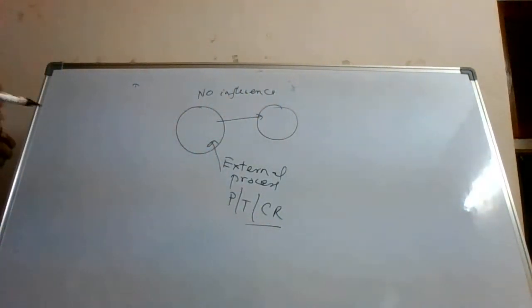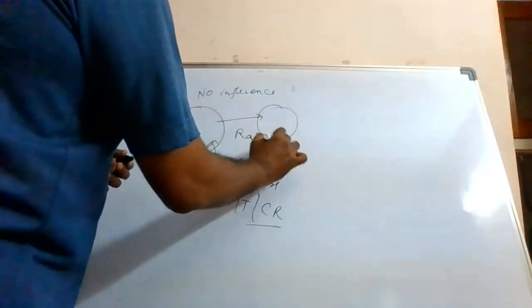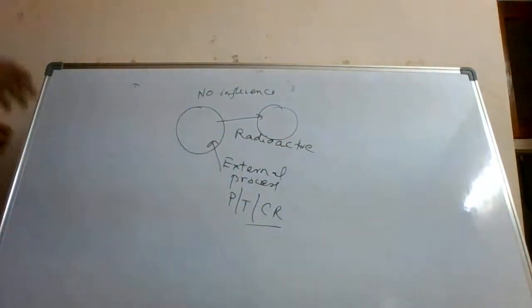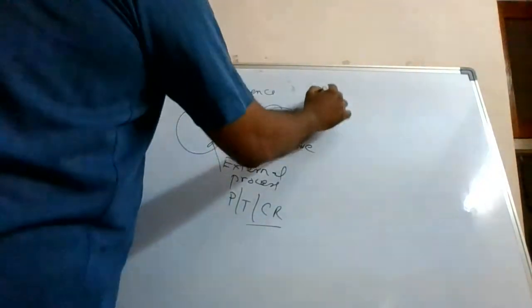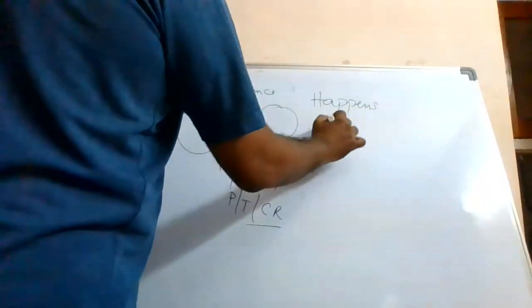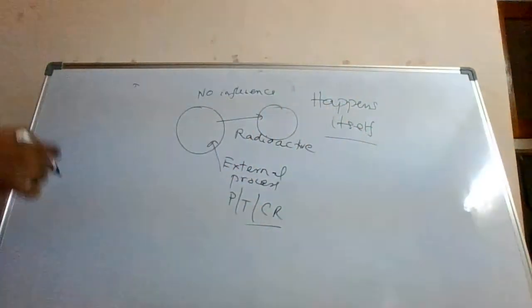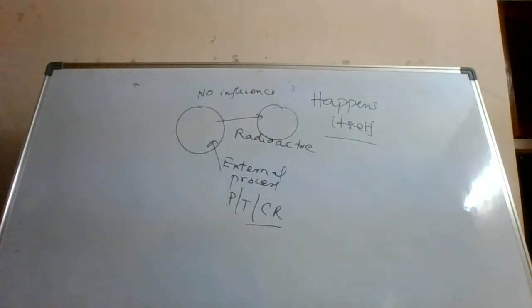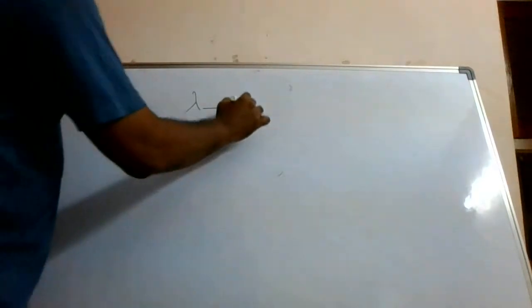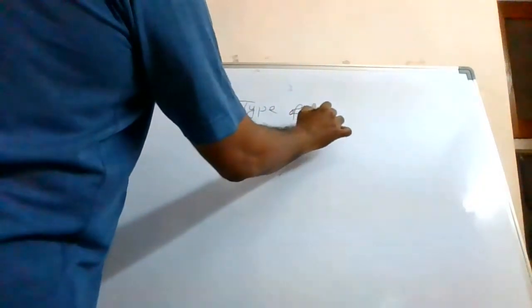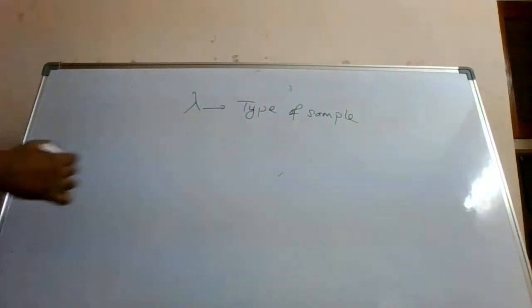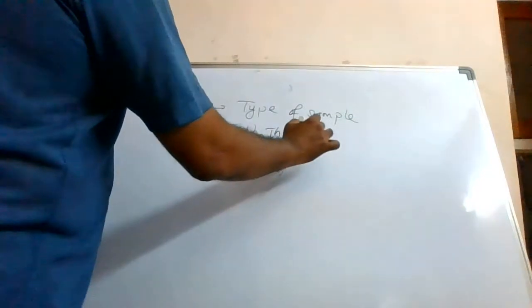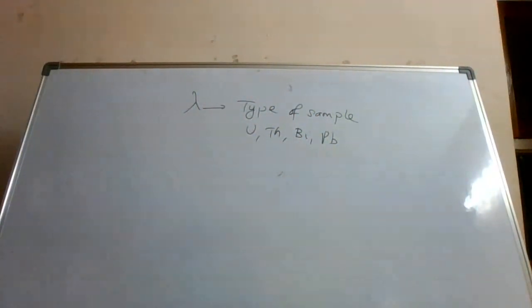This radioactive process, you need to understand, happens by itself. It's a property. So note this. Now this decay constant, what we have been talking about, depends upon the type of sample, whether it is uranium, thorium, bismuth or lead.